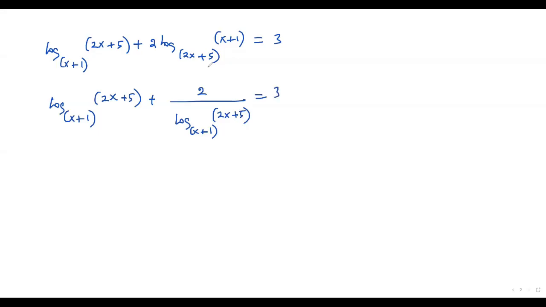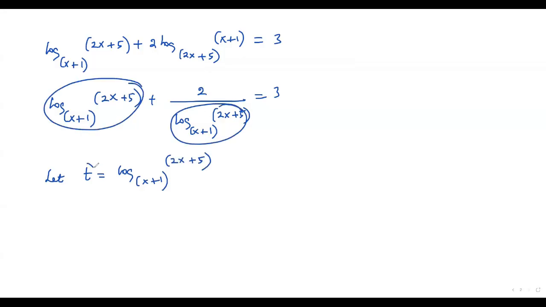Okay, here you may have a question. Why do I have to move this logarithm to the denominator? When I do so, whatever logarithm I have over here, the same logarithm I have over here in the denominator. Now I can assign a new variable for this logarithm to make the solving process easier. So let me assign a new variable t for this, that is log base x + 1 of 2x + 5.